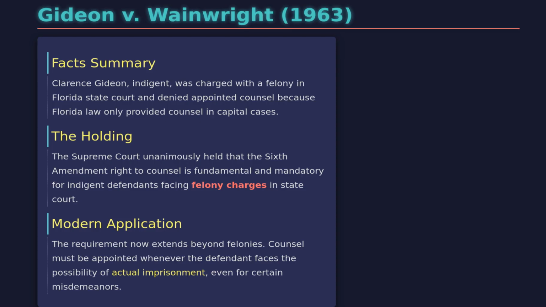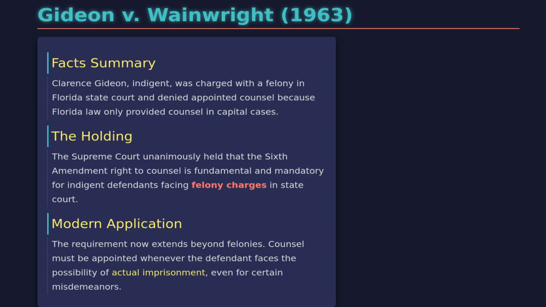The right to counsel, now firmly established as fundamental, reached its zenith in the landmark 1963 decision, Gideon v. Wainwright. The facts involved Clarence Earl Gideon, an indigent man charged in Florida state court with a felony, breaking and entering with intent to commit a misdemeanor. Gideon requested the trial judge appoint him an attorney, but the judge refused, citing Florida law which only provided counsel in capital cases. Gideon represented himself, was convicted, and subsequently appealed.